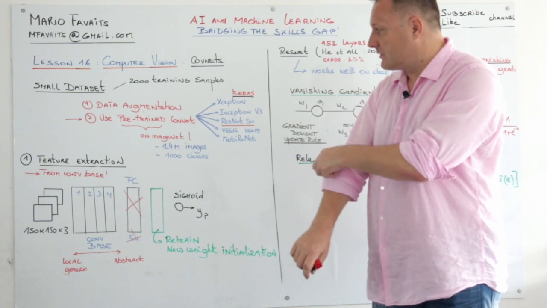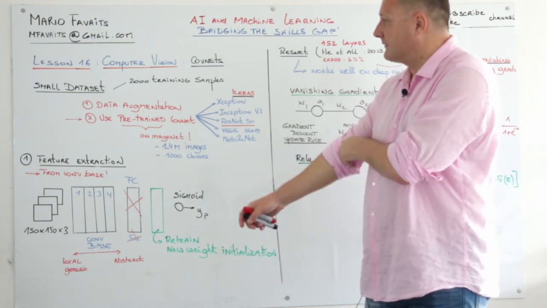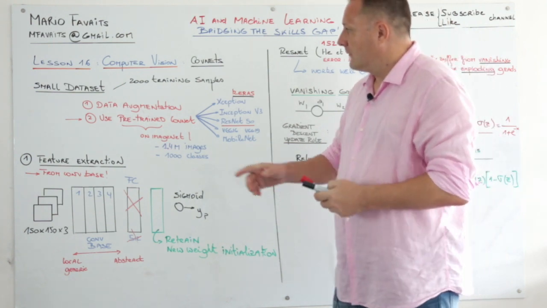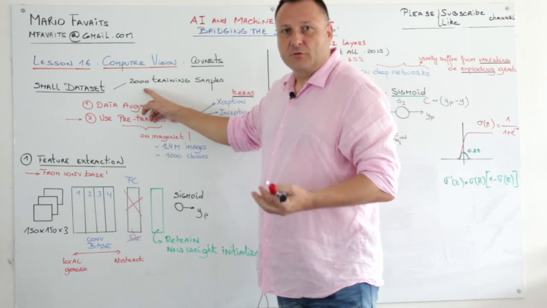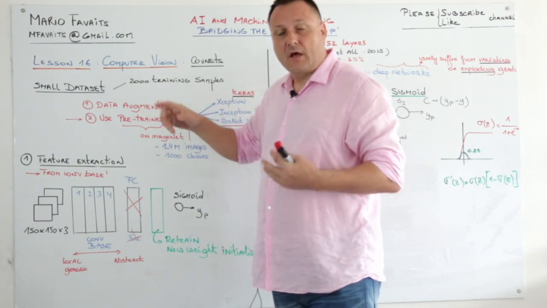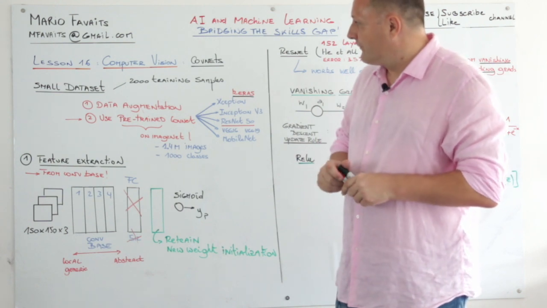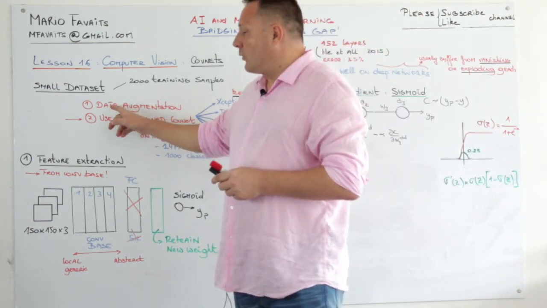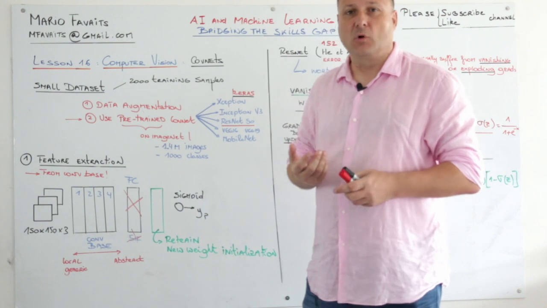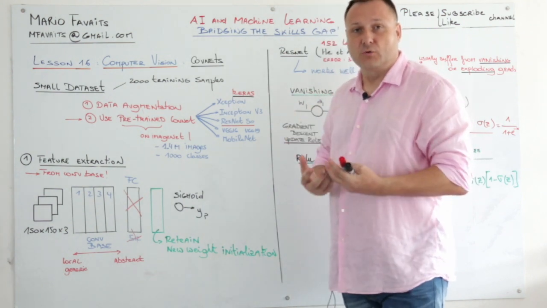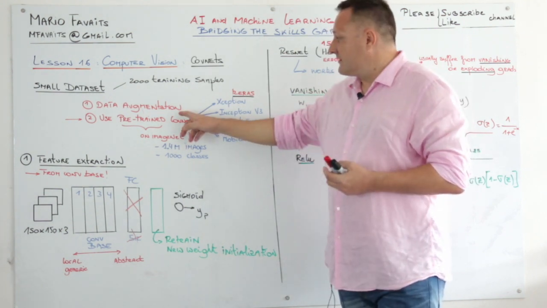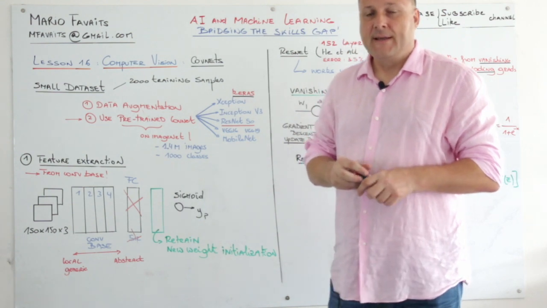All right, so let's continue with our small data set. A data set of 2,000 samples, 1,000 pictures of a cat and 1,000 pictures of a dog. And we've looked at one way how we can deal with this small data set and actually create new data. That is called data augmentation.